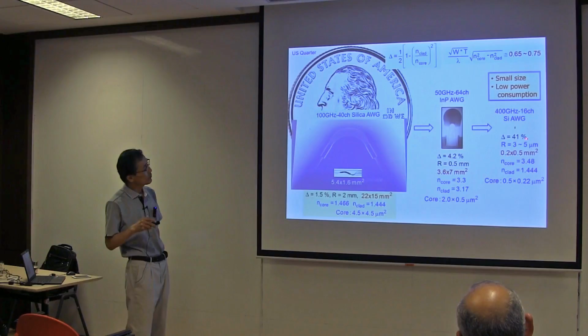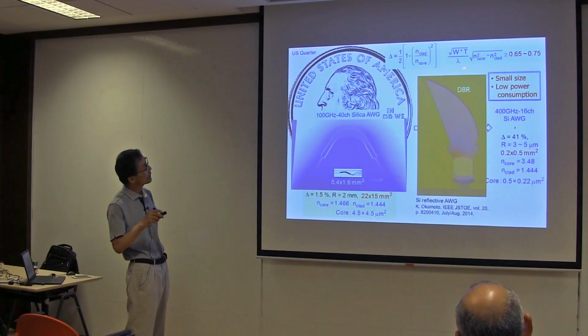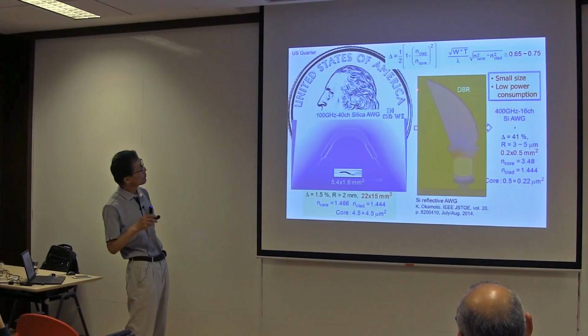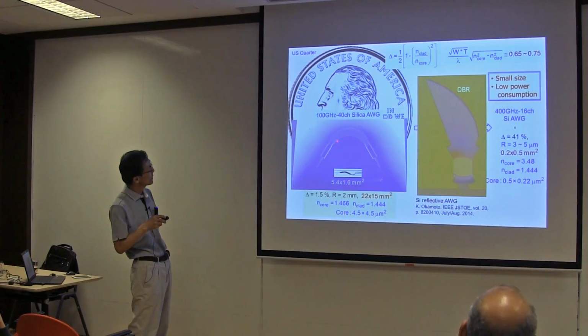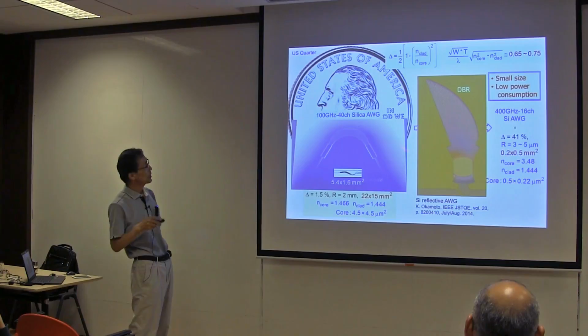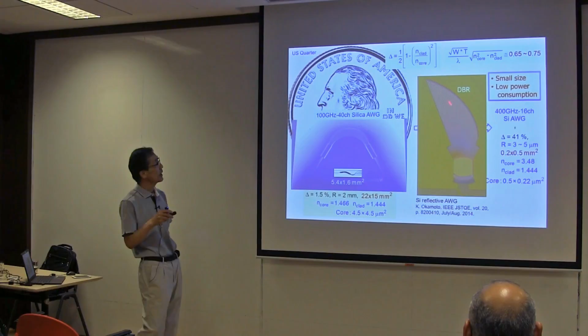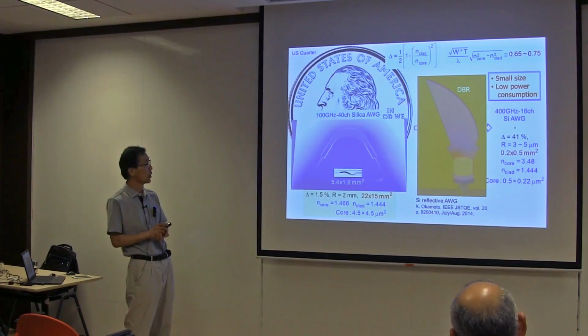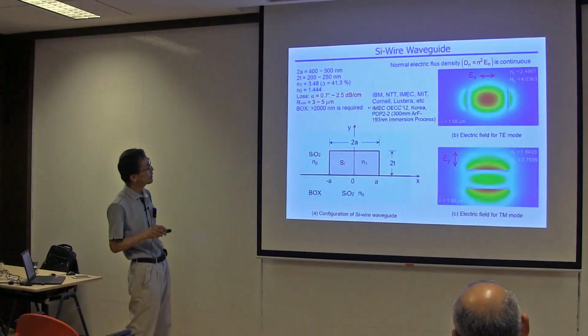And this one is an AWG I made in the past. In this case, I placed a distributed Bragg reflector around here, so light is reflected back and demultiplexed. So this is much smaller than the normal AWG configuration. And this kind of process is only possible using a CMOS process. So this is a great advantage, making everything very small. That's silicon photonics.